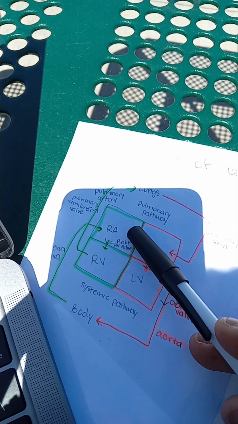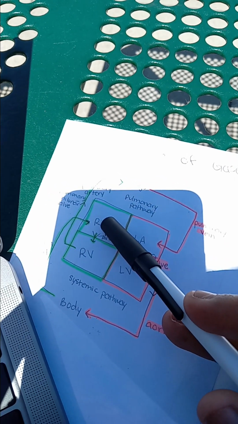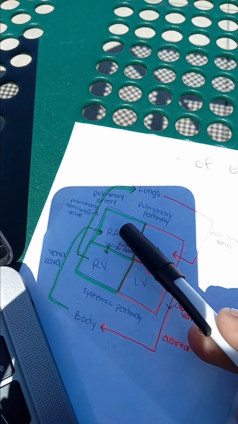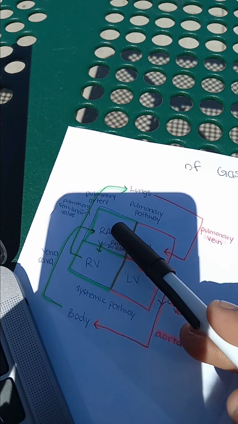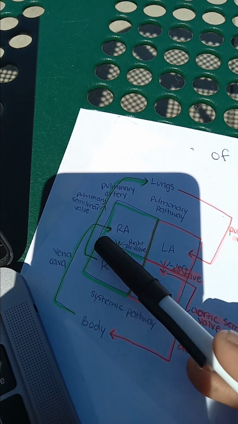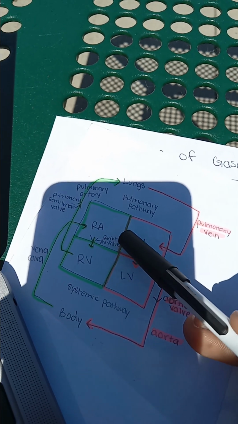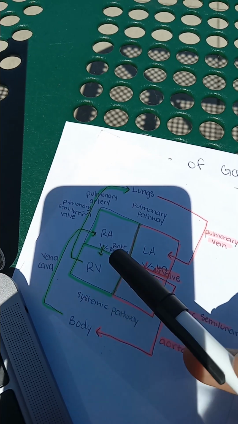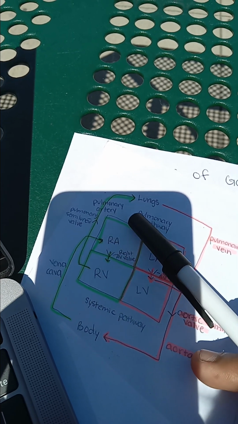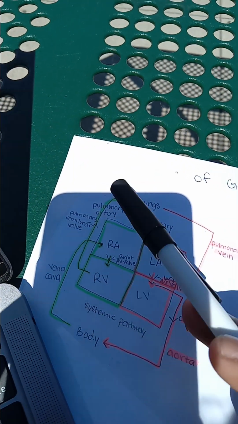So blood enters your right atrium through the inferior and superior vena cava from your body, and at this stage your blood is deoxygenated, so it's in the process of getting oxygenated. From the right atrium, the blood travels through the right AV valve into the right ventricle, and then from the right ventricle it goes to the lungs through the pulmonary semilunar valve and the pulmonary artery.